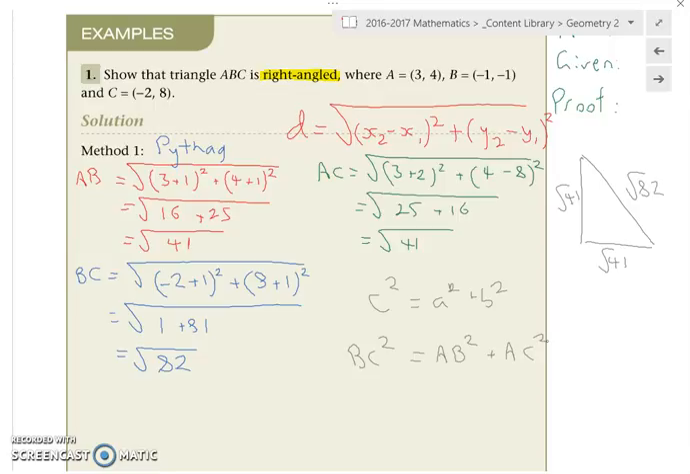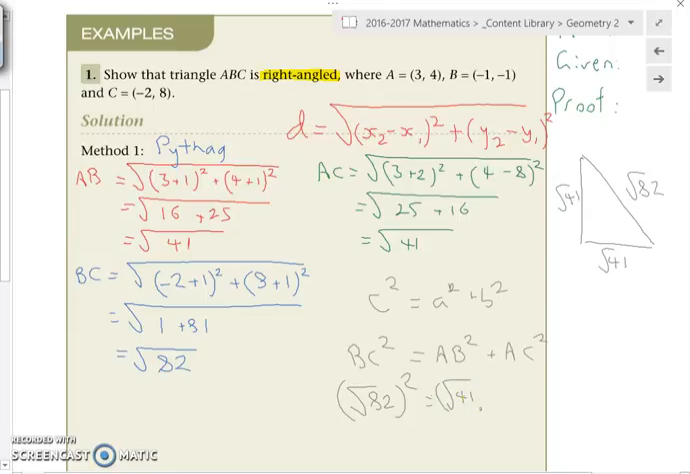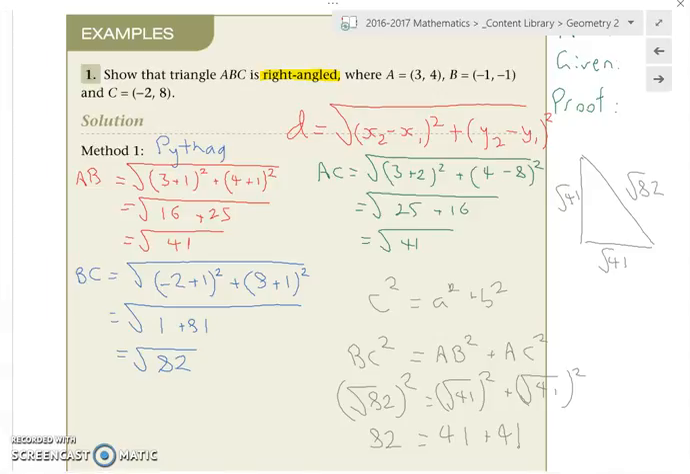So what I do then is I sub in. So square root of 82 squared equals square root 41 squared plus square root 41 all squared, which is the square and square root cancel each other out. So 82 equals 41 plus 41. Hey, look, my answer comes out exact too.